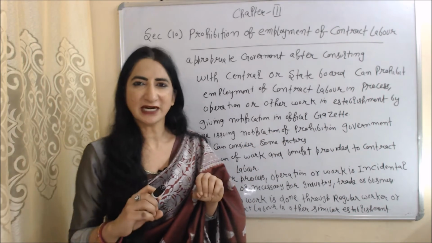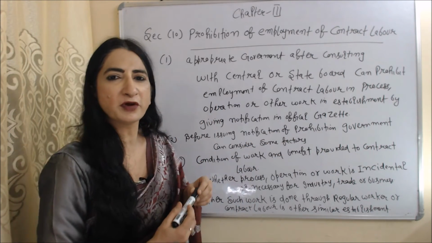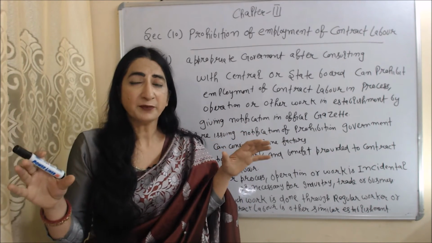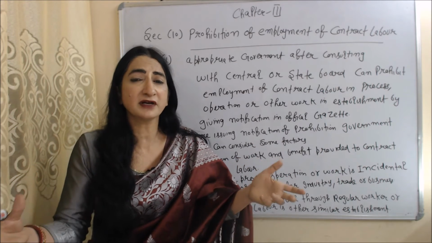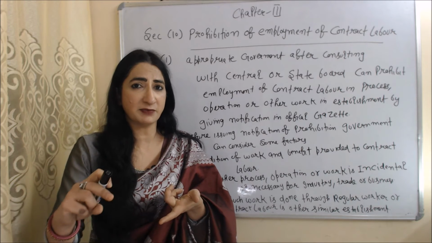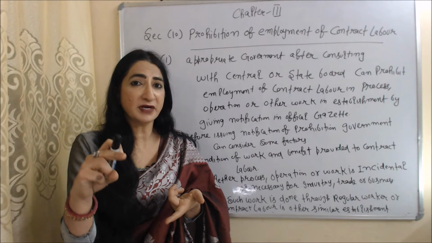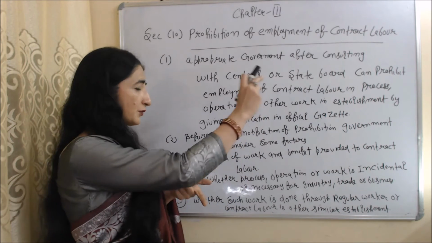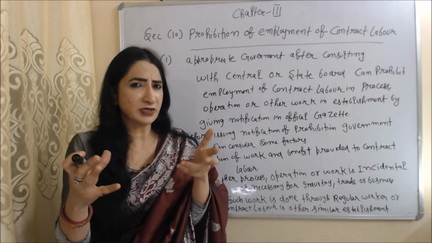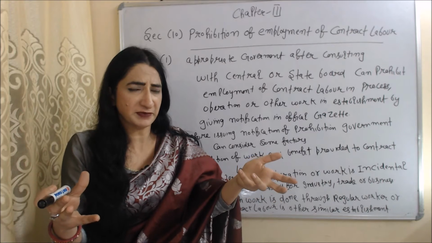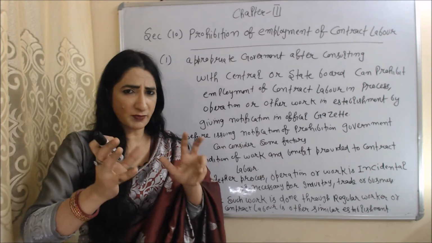Section 10 of this act talks about prohibition of employment of contract labor. The appropriate government, by giving notification in the official gazette and after consulting with the central board and state board, can prohibit employment of contract labor in certain processes, operations or other work in an establishment. But before issuing such a notification of prohibition, the government will consider many factors.